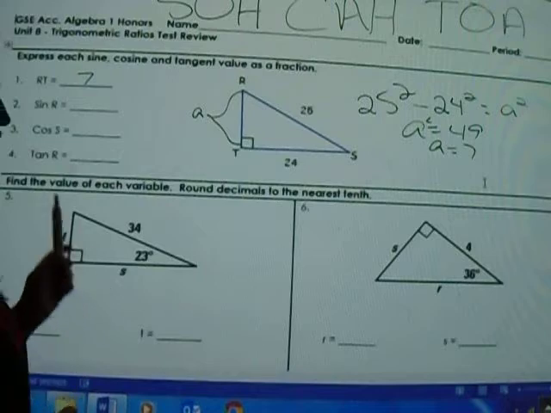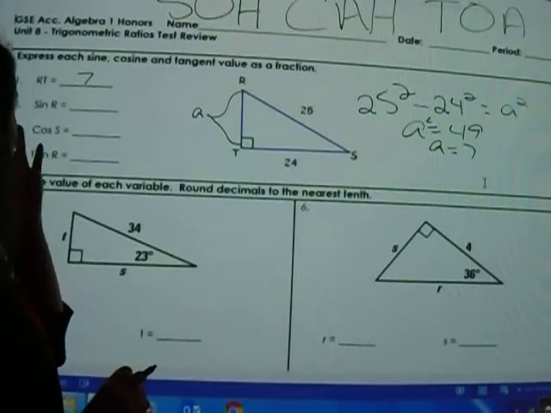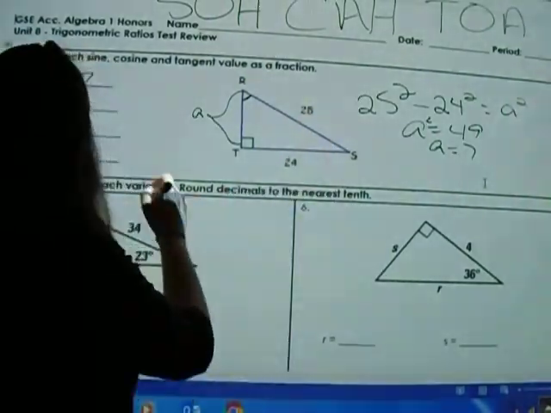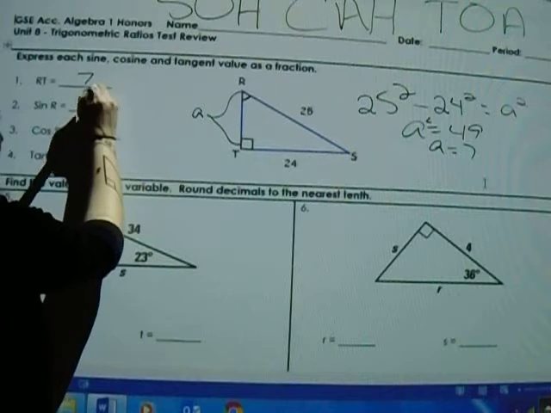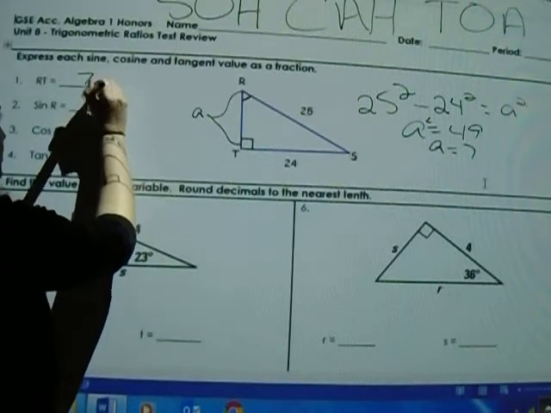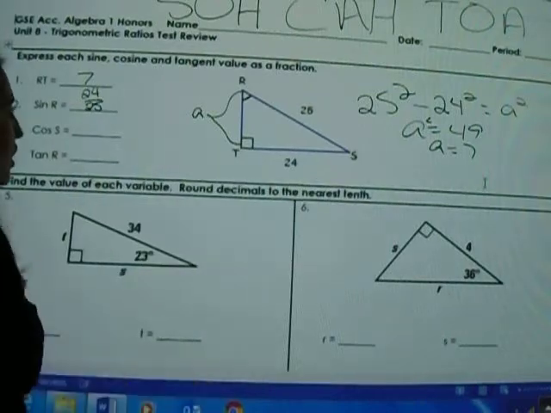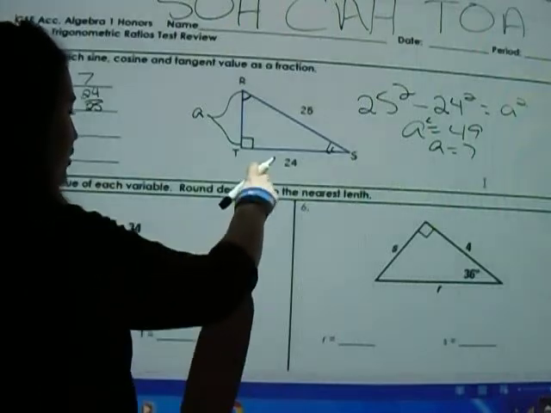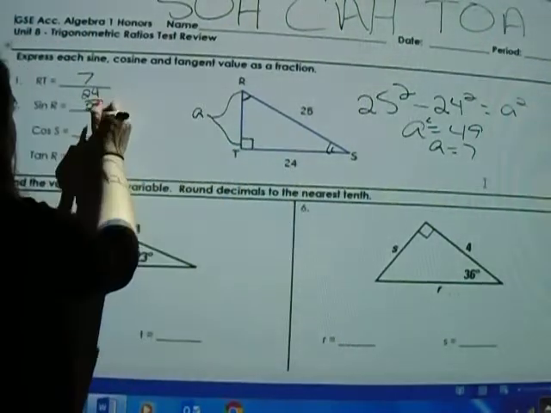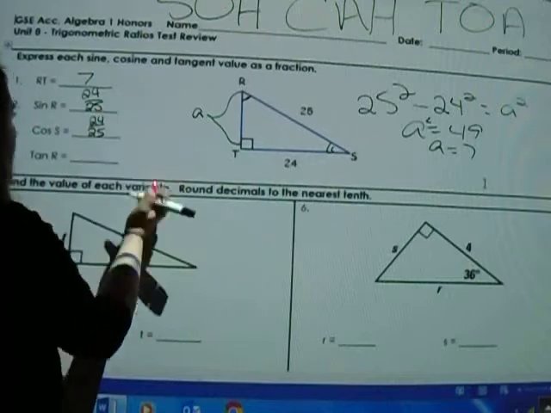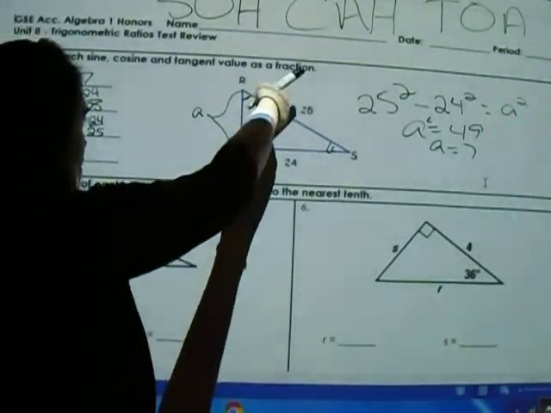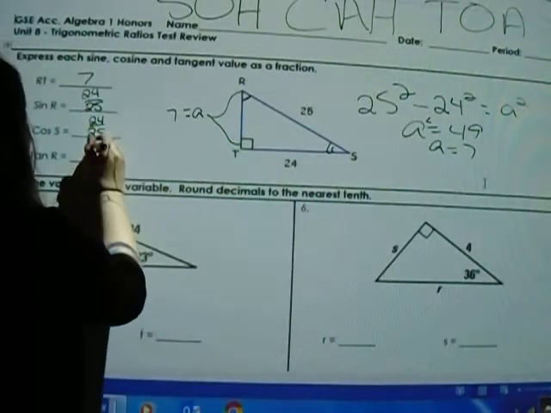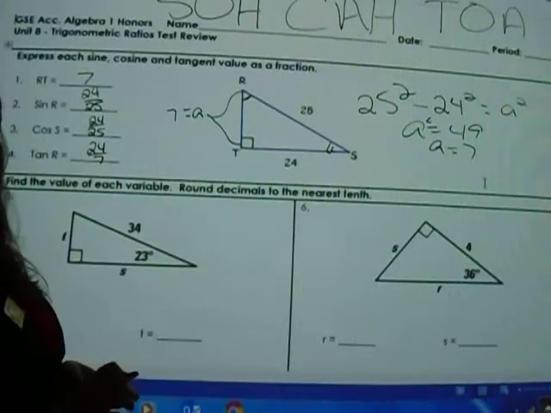Okay? Now that we have that, we can say that sine of R, that's this right here, opposite over hypotenuse, is 24 over 25. The cosine of F, that's this right here, is adjacent over hypotenuse, so 24 over 25. And the tangent of R, is right here, opposite over adjacent, is 24 over 7, right?